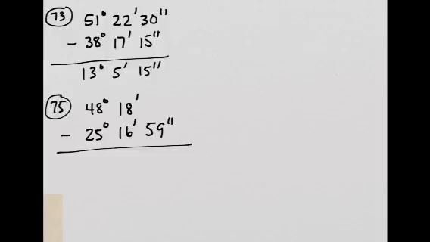For 75, it's not as straightforward as 73. Notice how I don't have any seconds, so I've got to borrow. Okay, so this is what you do. You borrow a minute from 18, so now I've got 17 minutes. And remember that 1 minute is 60 seconds, so now I have enough. So now 60 minus 59, that's going to be 1 second. 17 minus 16, that's 1 minute. And then 48 minus 25, that's 23 degrees. And so that's the answer right there.